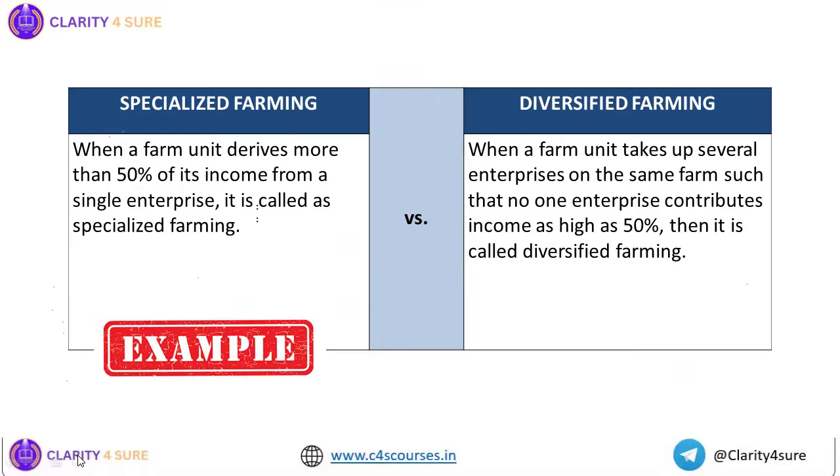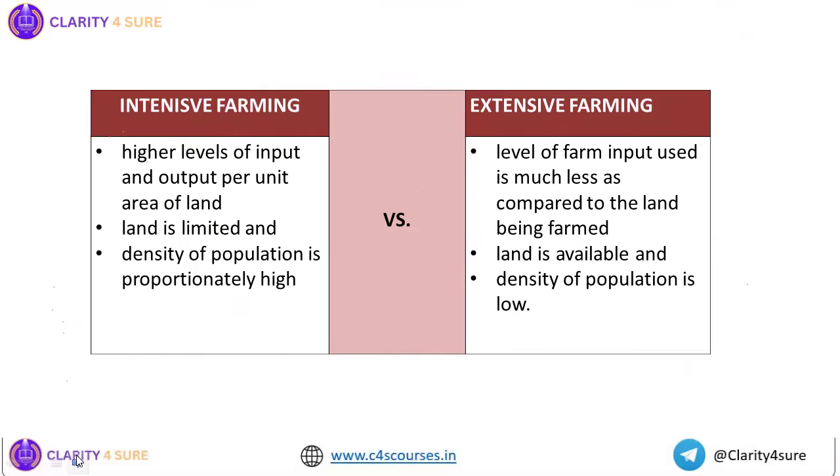Okay. Now let's move to the next part, that is intensive farming and extensive farming. Intensive farming is where we use higher levels of input and output per unit area of land. Intensive farming is practiced where the land is limited and the density of population is proportionately high. Like in the current scenario, in our cities and villages, the density of population is quite high, and the land is also limited. So we put in higher levels of input so that we can have higher levels of output from a particular unit of land. So we are practicing intensive farming.